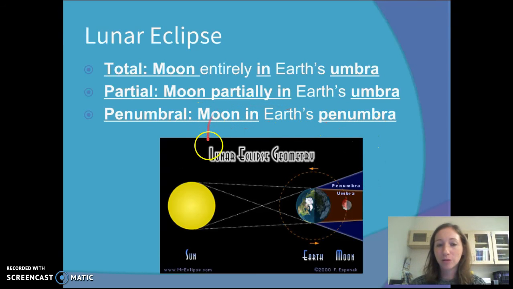And this is part of the reason lunar eclipses are much more common for people to see than solar eclipses. More people can see them at a time. This entire dark side of the Earth is going to be seeing the eclipse happening all at once, rather than just a small path of people seeing it during a solar eclipse.